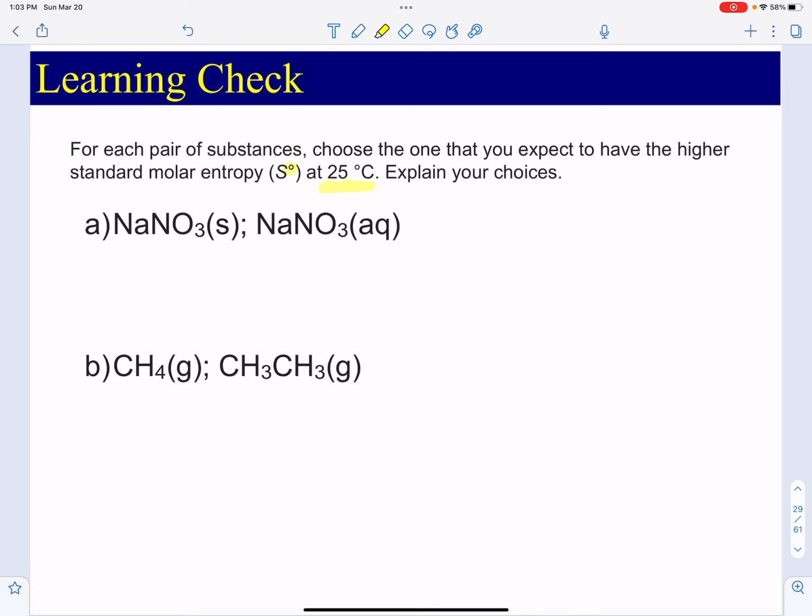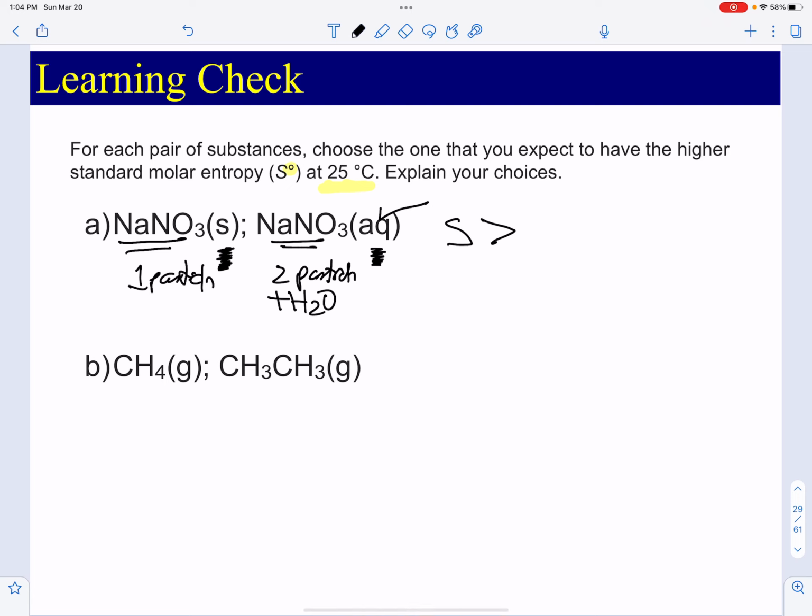So in this case, the molecule is the same, so we don't have to worry about different movements. The only thing that changes is the state. It's going from solid to aqueous. Aqueous means that it got dissolved, so it went from 1 particle to 2 particles, because it's aqueous now, right? And in addition, there's water in the system now. So you get a lot more disorder. So definitely the entropy is increasing. It's going to be bigger than 0.